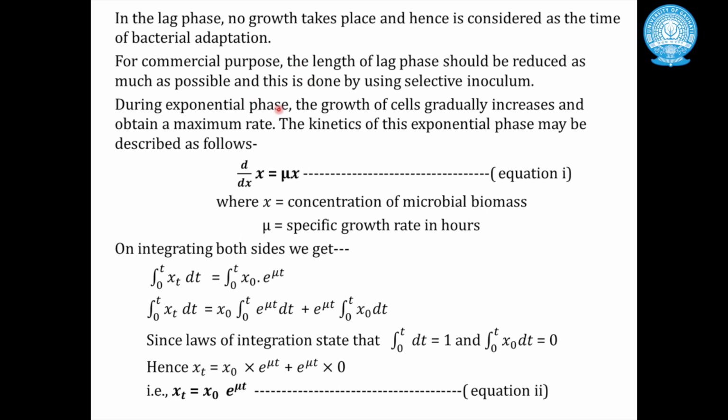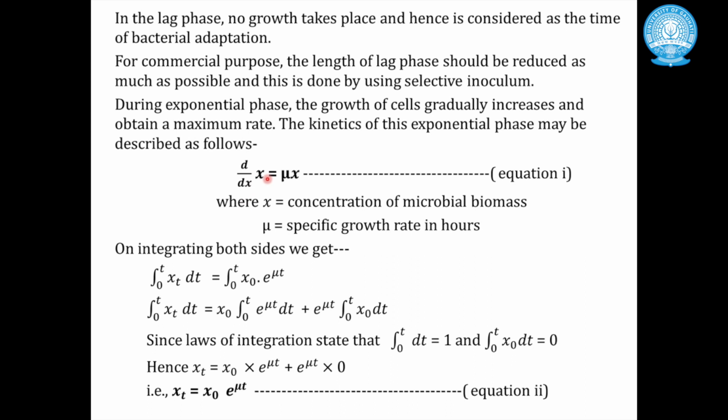Now during exponential phase, the growth of cells gradually increases and obtains a maximum rate, and the kinetics of this exponential phase may be described as dx/dt equal to mu x. So this is the equation which basically describes the kinetics of the exponential growth of a microorganism in culture. Here x stands for concentration of microbial biomass, and mu is the specific growth rate of the microbe per hour.